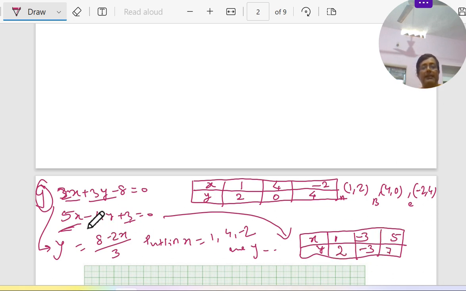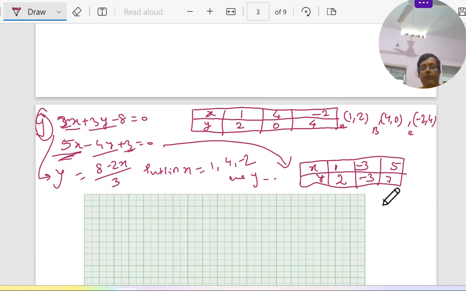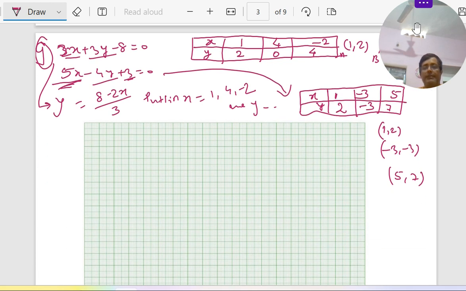I have taken x is minus 3, so it is minus 12 plus minus 12 minus 4 root 3, so it is minus 3. Okay. I have taken 1, so it is 5 plus 3, 8, it will be positive. Okay. Now we have got 3 points. So suppose it is 1, 2, another point is minus 3, minus 3, third point is 5 and 7. Now we come on graph to draw this.